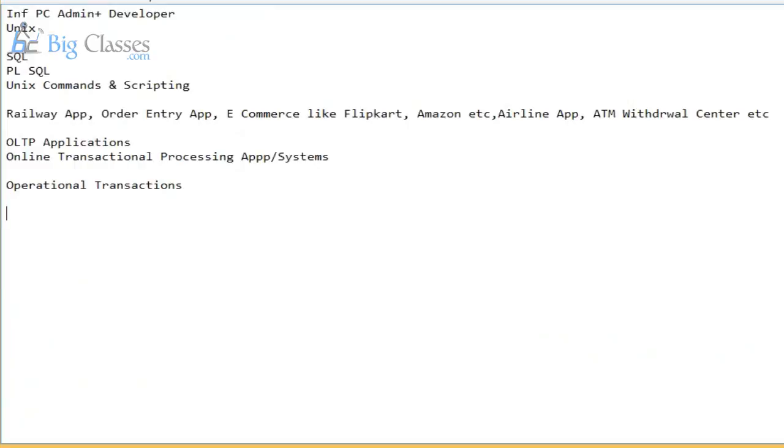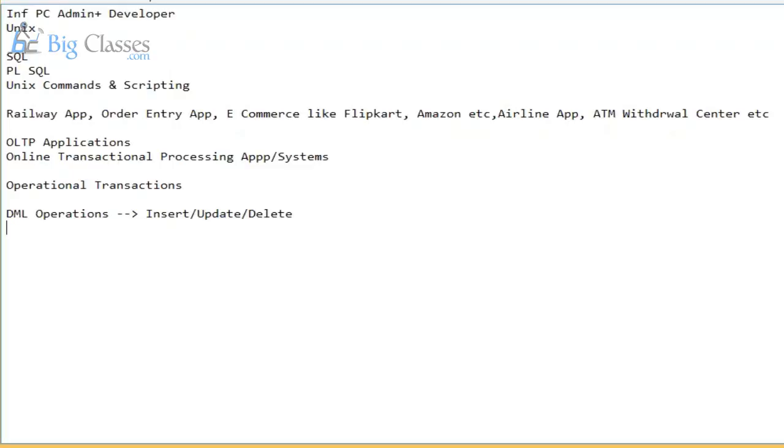A transaction is nothing but a set of DML operations. It means you either insert the data into this application, or you update the data, or you delete the data from the application that you have.